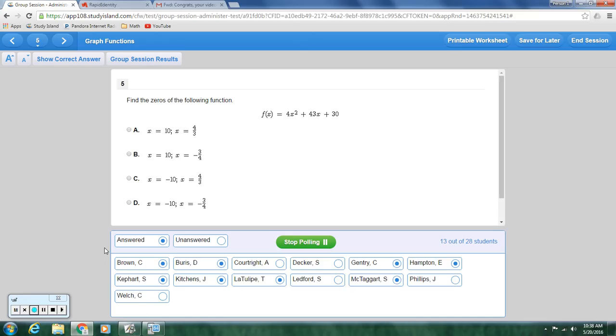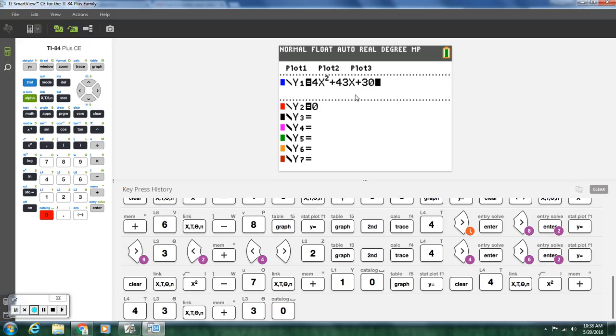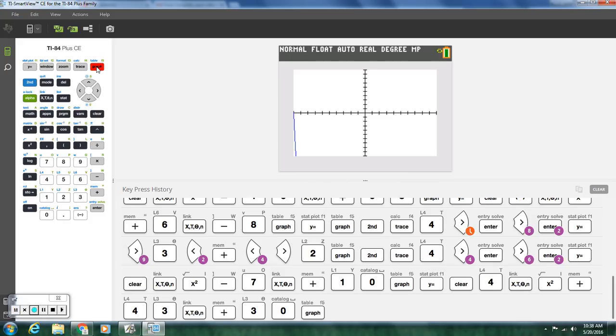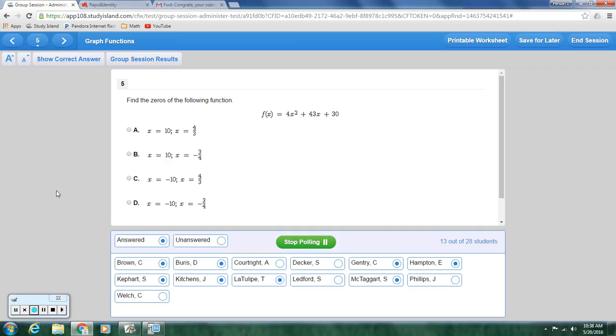So you've got this one in your calculator, 4x squared plus 43x plus 30. You're looking for where it crosses the x-axis. Where does it cross the x-axis? A couple more people need to submit.